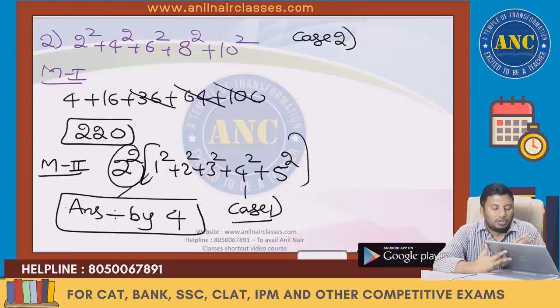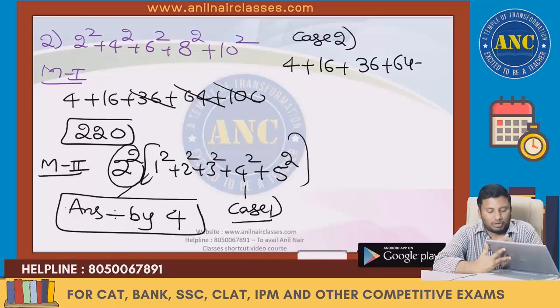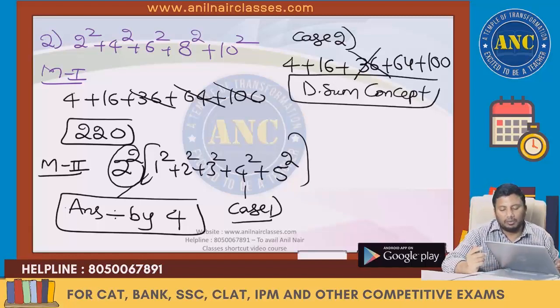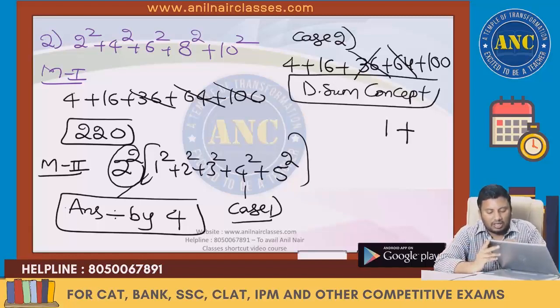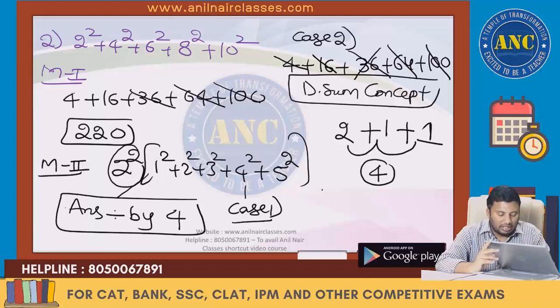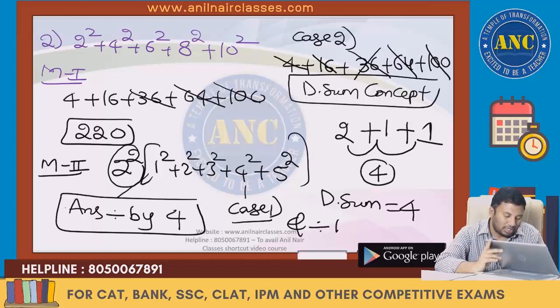Case 2. 2 square, these 4, these 16, these 36, these 64, these 100. Use the digital sum concept. 36 is 9, you can eliminate it. 64 digital sum is 1. 100 digital sum is 1. 4 plus 16, 20, digital sum is 2. 2 plus 1 plus 1, it is 4. The answer digital sum should be 4, and also the number should be divisible by 4. Please make a note of it.